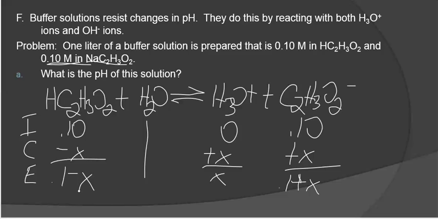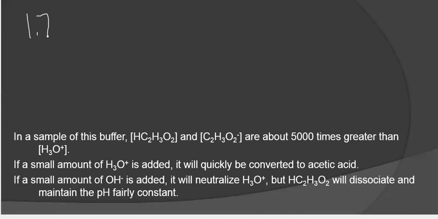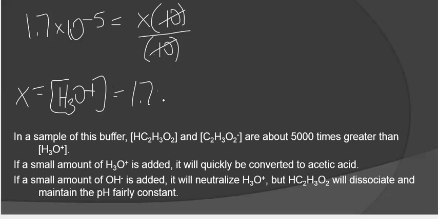So let me move to the next slide. I'm going to apply the shortcut. Ka, which is 1.7 times 10 to the negative 5 for acetic acid, is equal to X times 0.1. That's the products, divided by just 0.1. I got rid of the plus X and minus X. And so X, which is the concentration of H3O, comes out to a value of Ka in this case, 1.7 times 10 to the negative 5.